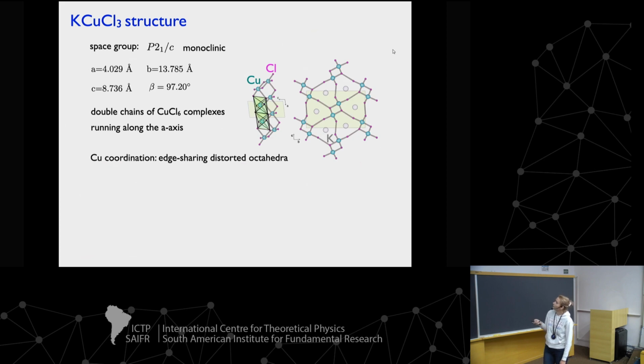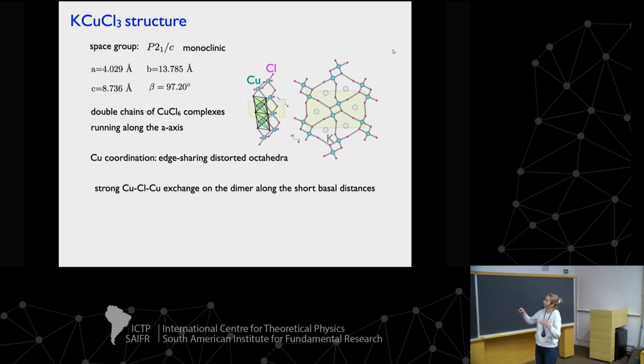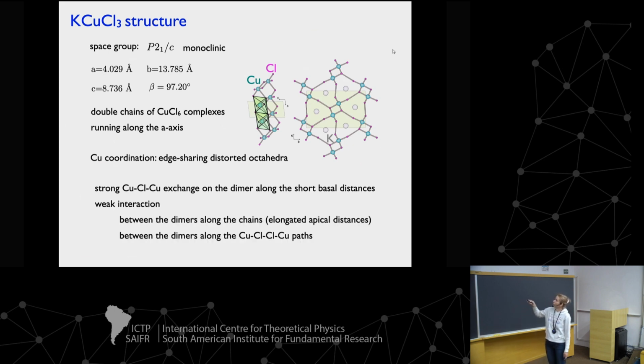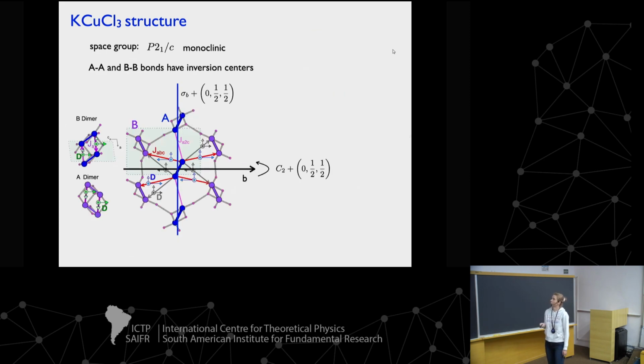The coppers are sitting in an edge-sharing distorted octahedral environment. Right, this octahedral environment, and then there is a very strong interaction along this copper-chlorine-copper path that is in the short basal plane of these octahedra, and then there are weaker interactions along the chain and also between the chains.